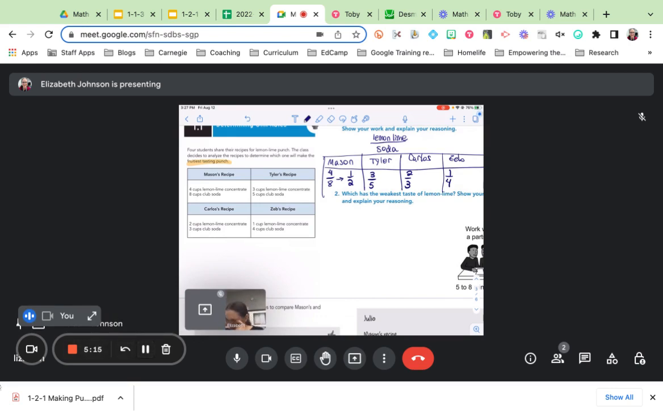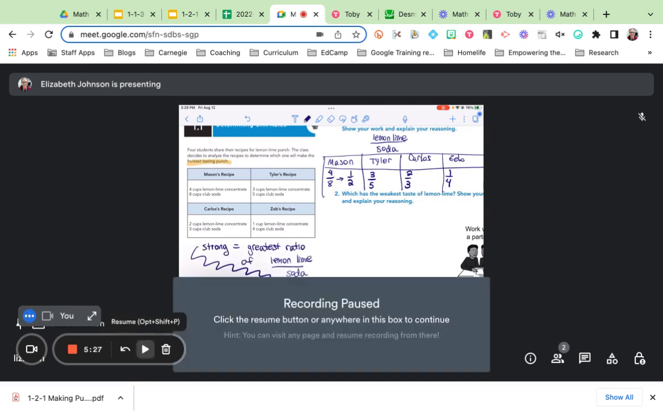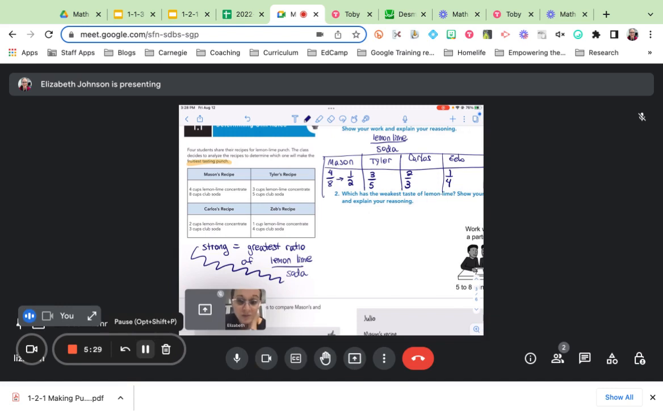Let's talk about who has the strongest lemon lime flavor here. When we're trying to figure out which one is the strongest, what we're really saying is which one is the greatest ratio of lemon lime to soda. So that's what we're looking for here. In other words, the lemony limiest is going to be the one that's the biggest fraction. So which one of those do you think is the biggest fraction?